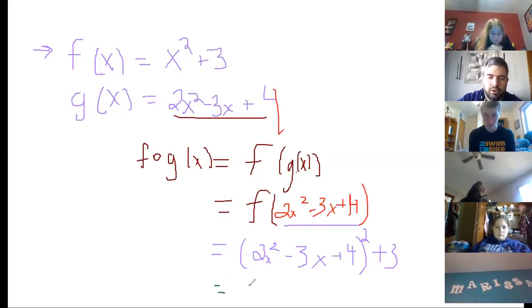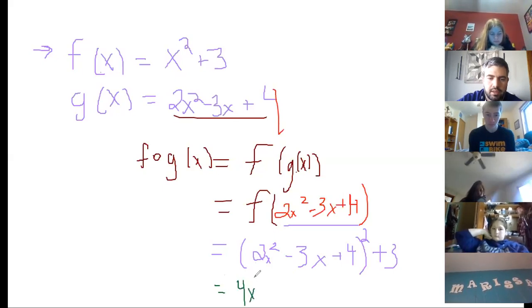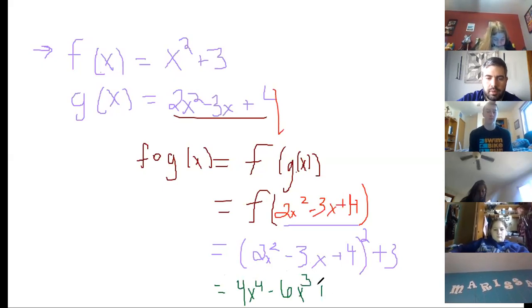So 2x squared times 2x squared will be 4x to the 4th, right? And then 2x squared times minus 3x would be minus 6x to the 3rd. And then 2x squared times 4 would be 8x squared. Okay, so what I've done is I've just taken this first term right here and multiplied it by the whole thing itself. Okay, now I'm going to take the minus 3x and multiply it by everything.